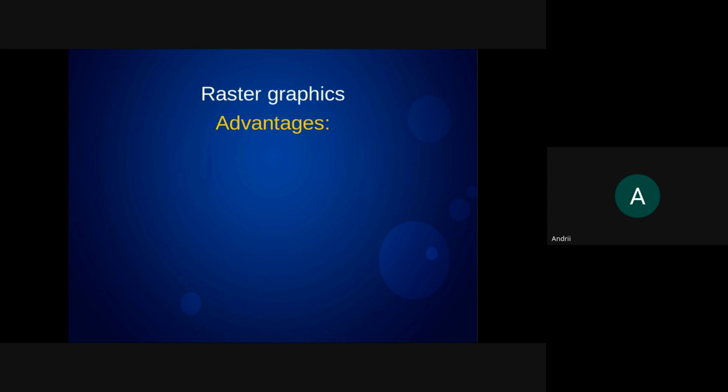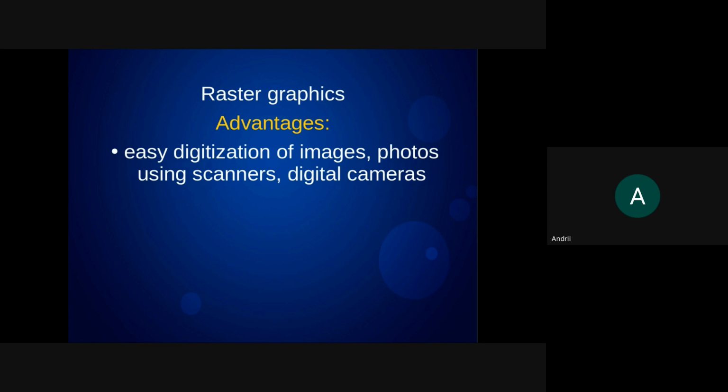So let's speak about raster graphics. It has some advantages. What are the advantages? The first one is easy digitization of images, photos using scanners and digital cameras. So if you want to capture a picture, some scene or nature or a person or anything, you want to capture it on your computer, your device, you can just use your digital camera or your smartphone. Or if you want to make a Xerox copy of some paper, some magazine, you can use your scanner, and it will make a raster version of your image inside your computer.